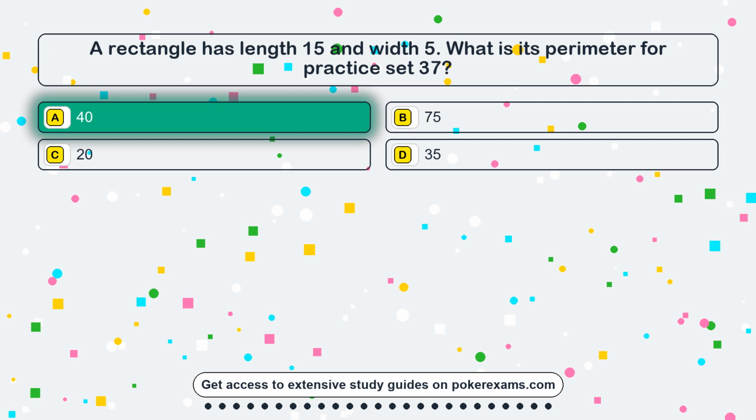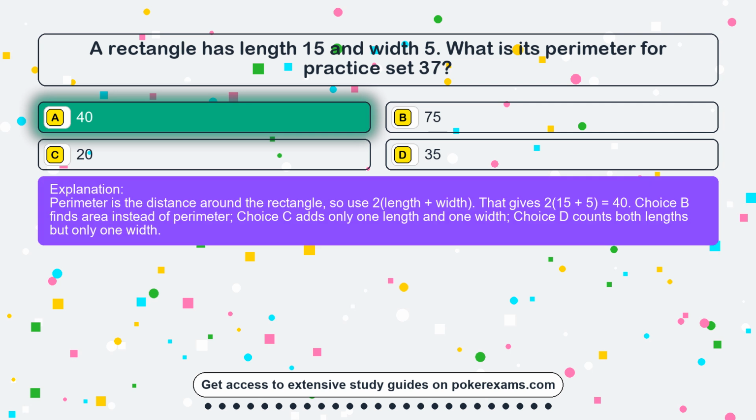The correct answer is option A. 40. Perimeter is the distance around the rectangle, so use 2 times length plus width. That gives 2(15 + 5) = 40. Choice B finds area instead of perimeter, choice C adds only one length and one width, choice D counts both lengths but only one width.